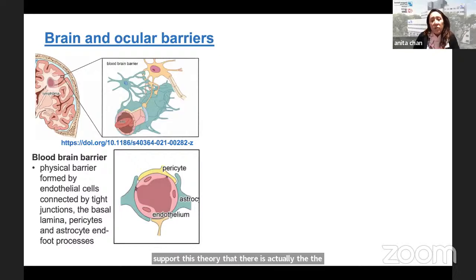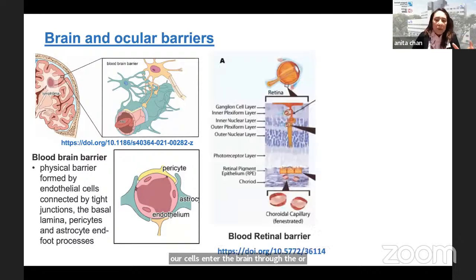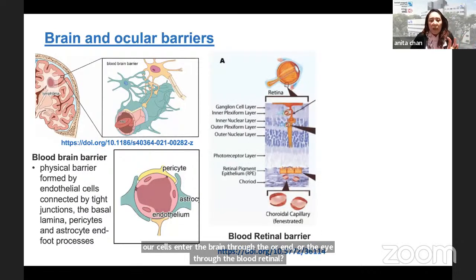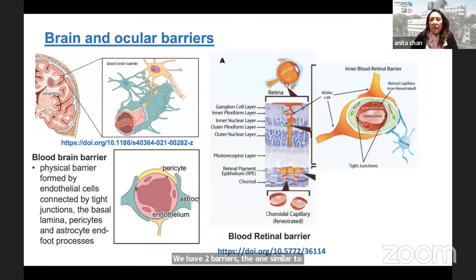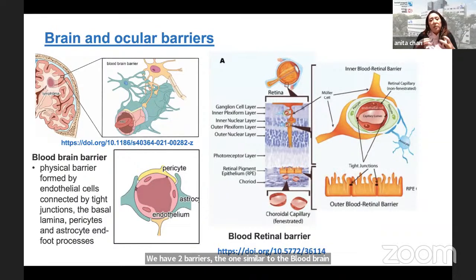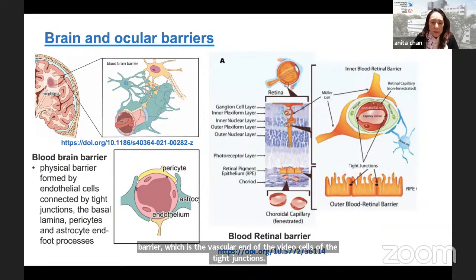So now the next question is, how do these malignant or VRL cells enter the brain or the eye through the blood retinal and blood brain barrier? So we know that the eye is quite unique. We have two barriers, one similar to the blood-brain barrier, which is the vascular endothelial cells with the tight junctions. But we also have the outer blood retinal barrier that's formed by the RPE cells.